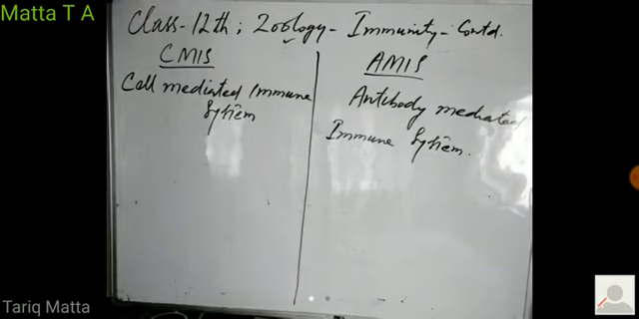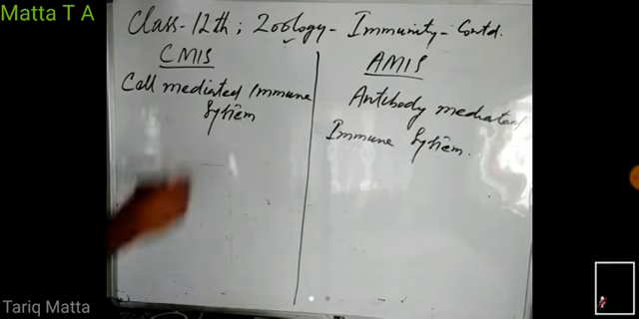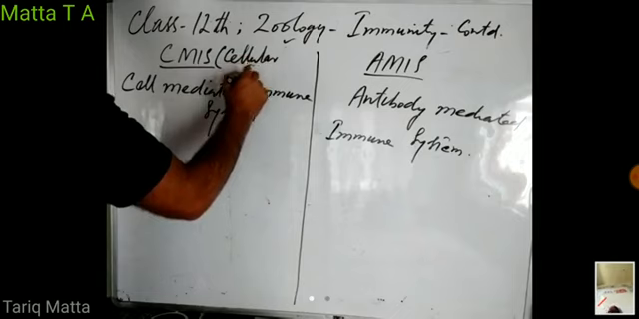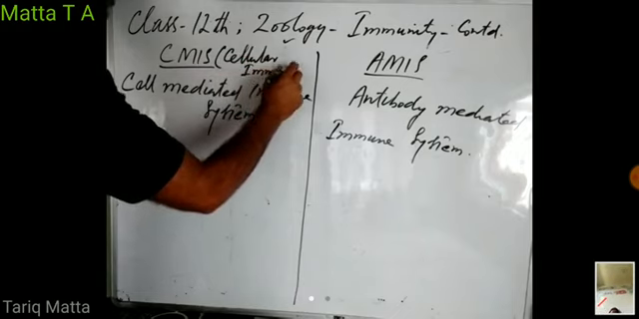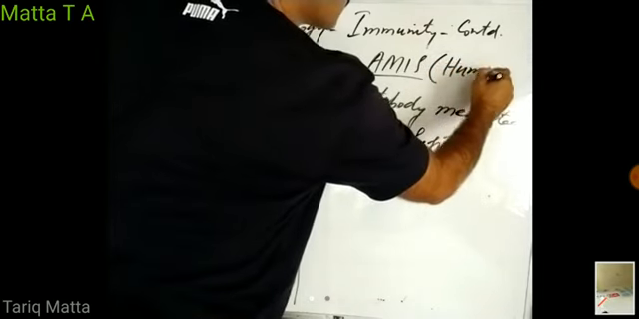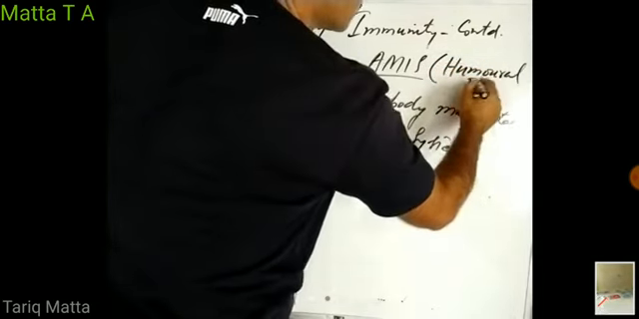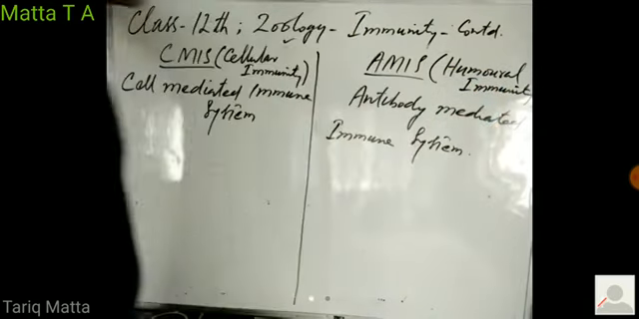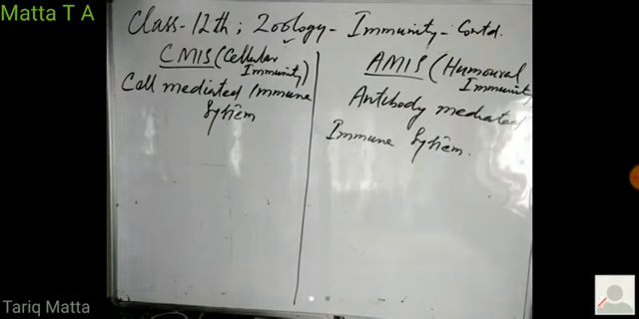So which part of adaptive or specific immunity provides us cellular immunity? We call this cellular immunity, and we call this humoral immunity. So which part of our adaptive or specific immune system provides us cellular immunity and humoral immunity?